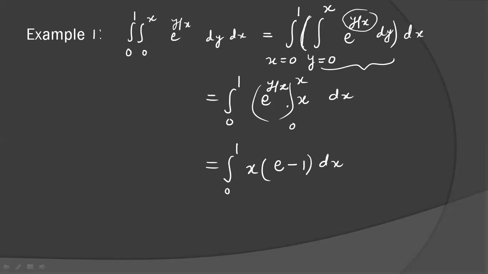So what we did: we integrated with respect to y, x was treated as constant, then the coefficient of y is 1 by x. If we divide by 1 by x, x will become the numerator. Now e minus 1 we can take outside. Integration of x will be x square by 2, from 0 to 1. So it will become (e minus 1) by 2. So this will be the integration. Let's see one more example.